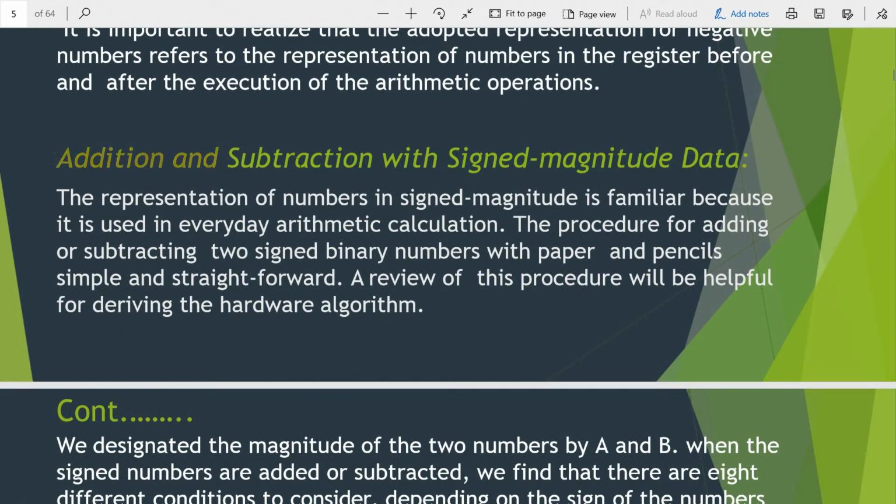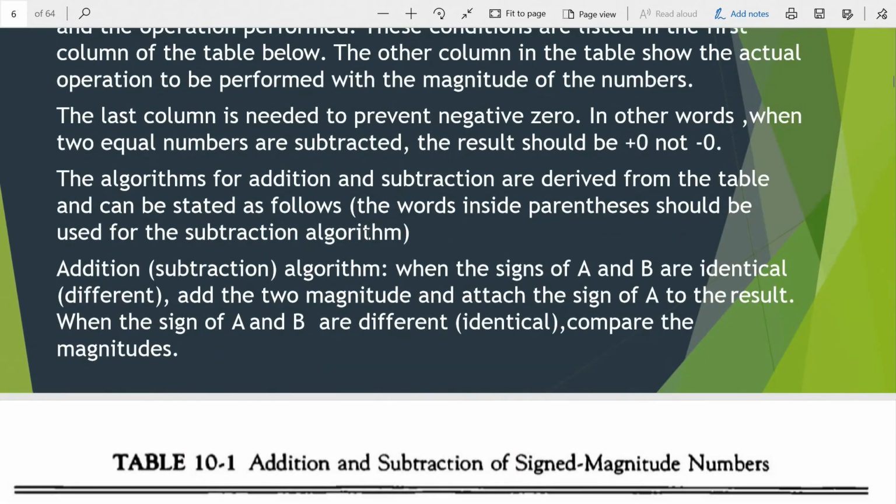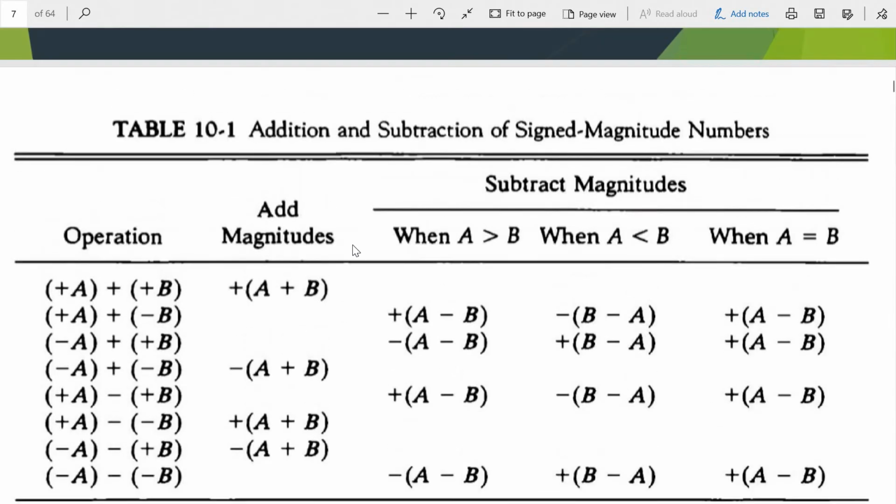Coming to our topic, addition and subtraction with signed magnitude data. The representation of numbers in signed magnitude is familiar because it is used in everyday arithmetic calculation. The procedure for adding or subtracting two signed binary numbers with paper and pencil is simple and straightforward. A review of this procedure will be helpful for deriving the hardware algorithm. So let us concentrate on the hardware representation.